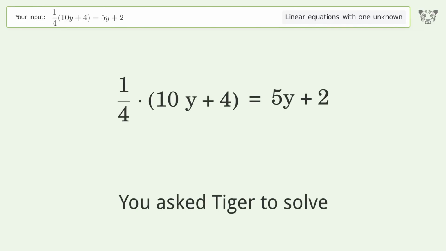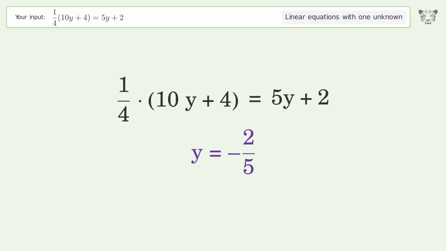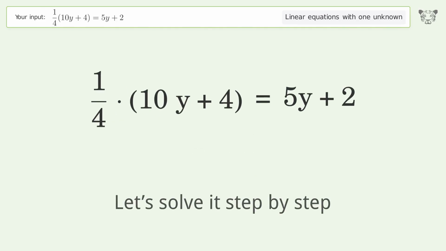You ask Tiger to solve. This deals with linear equations with one unknown. The final result is y equals -2/5. Let's solve it step by step.